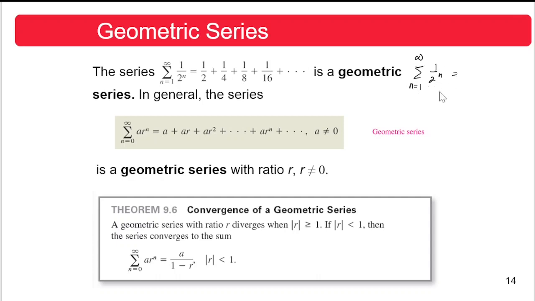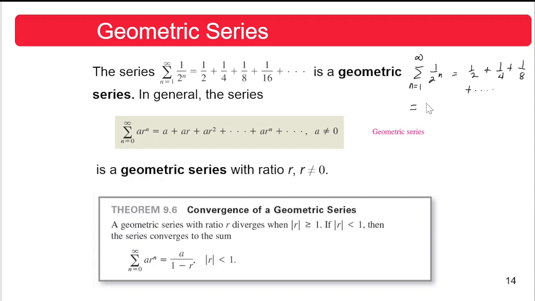Okay, if you look at this series, this is not yet in the standard form of the geometric series. The standard form should be AR to the n power. So to do that, we expand this first. If n is equal to 1, then you get 1/2, plus if n is 2, you get 1/4, plus if n is 3, then you have 1/8, and so on and so forth.